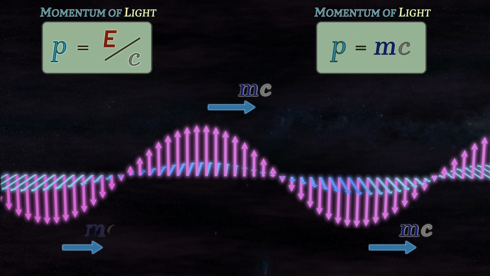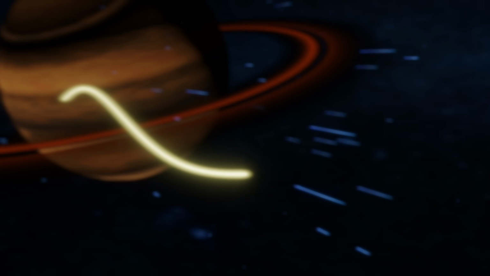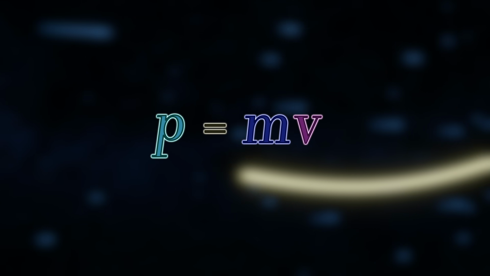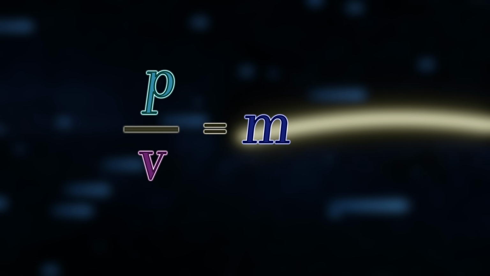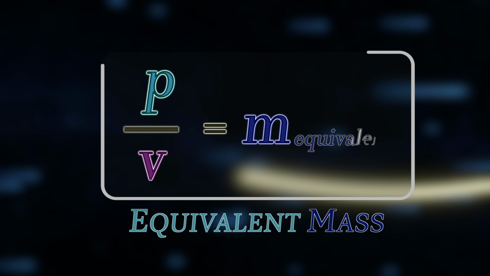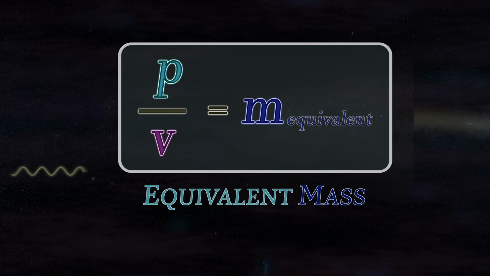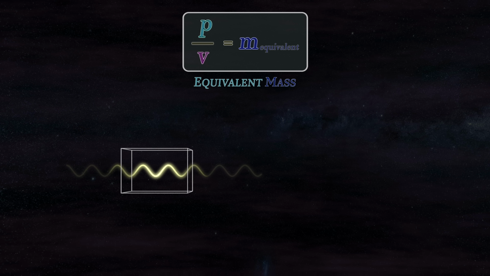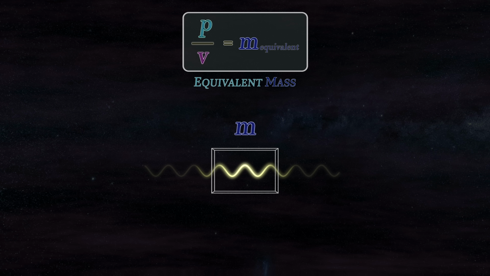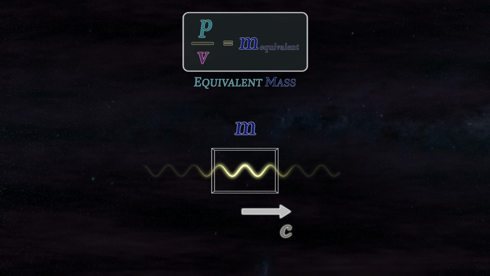But hold on a minute, light doesn't have mass, right? Well, no, that's not true. Light doesn't have rest mass. But based on the definition of mass as the ratio of an entity's momentum to its velocity, we can assign it an equivalent mass. That is, we can treat a given volume of light as having mass, but with the qualification that such mass only travels at speed c.